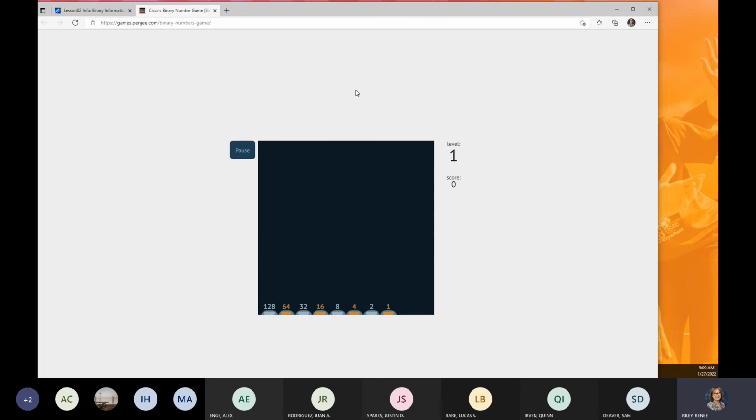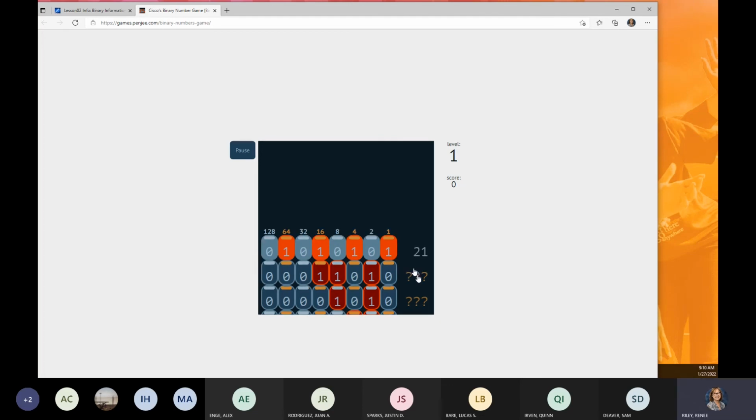And then lastly, we can do some competition with the binary game. The binary game here, it says I have a number 21 and it's given me these 8 bits. So very quickly, I would need to click which bits should be turned on to make it equal 21. It already had them highlighted for me. And it should make that go away.